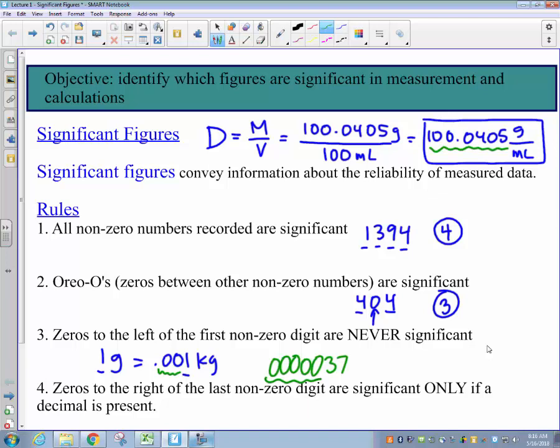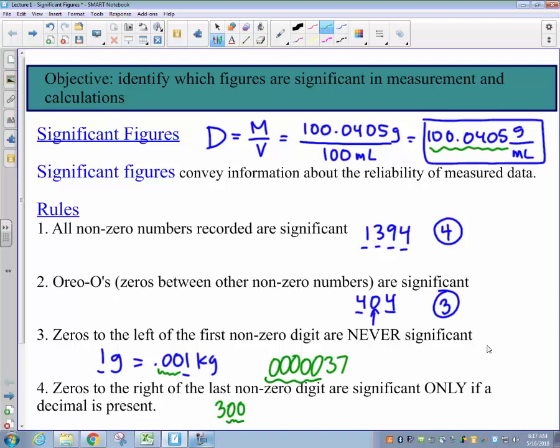Last thing we have to deal with are zeros to the right of the last non-zero digit. The zeros to the right of the last non-zero digit would be in a number like, let's say, 300. In the number 300, we've got 3 place values here, and those 2 zeros to the right are the ones we have to figure out, because the 3 is by definition significant, since all non-zero numbers that we record are significant.